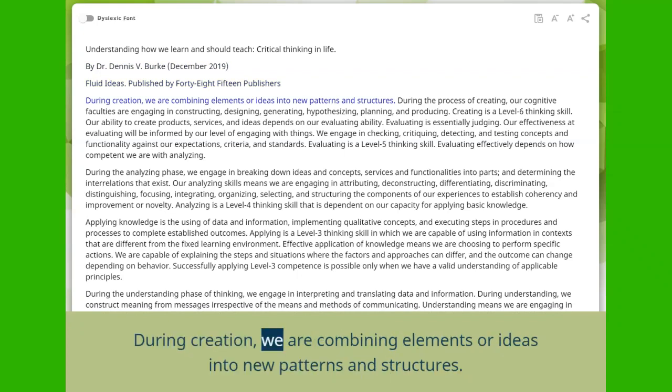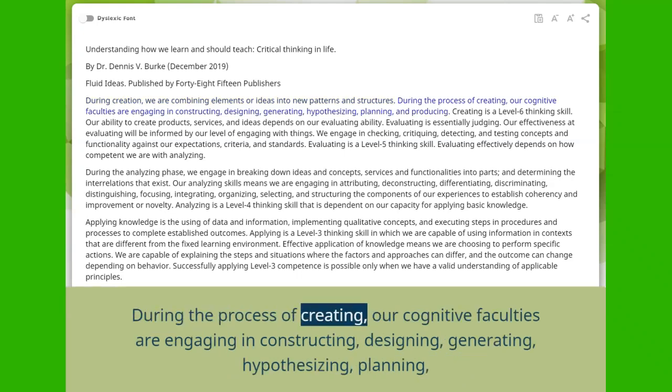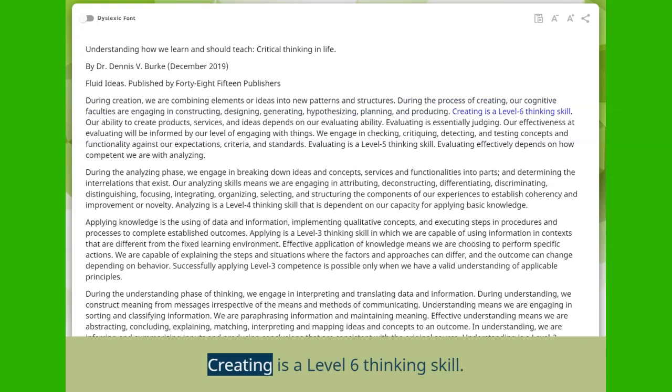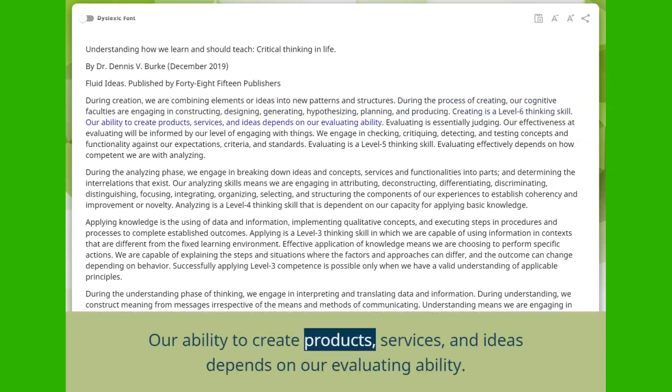During creation, we are combining elements or ideas into new patterns and structures. During the process of creating, our cognitive faculties are engaging in constructing, designing, generating, hypothesizing, planning, and producing. Creating is a level 6 thinking skill. Our ability to create products, services, and ideas depends on our evaluating ability.